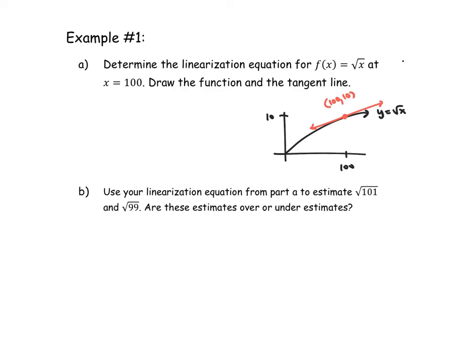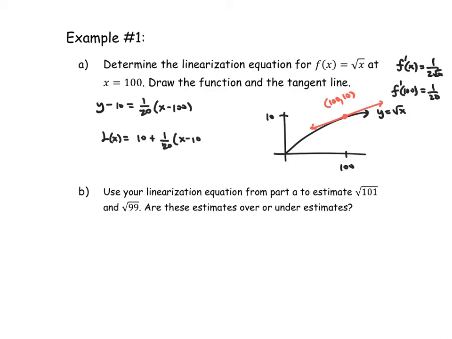And the slope on that, well, I'd have to use f prime of x, which is 1 over 2 root x. So f prime at 100 is going to be 1/20th. Therefore, I could write the tangent line equation, y minus 10 is equal to the slope, which is 1/20th, x minus 100. Okay, and then when I add 10, I'm given now my linearization model. That'll be L of x equals 10 plus 1/20th, x minus 100.